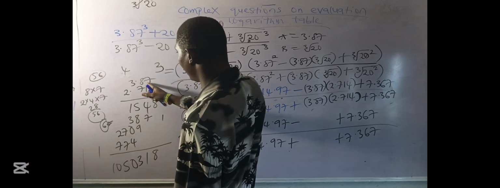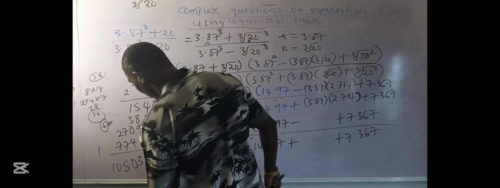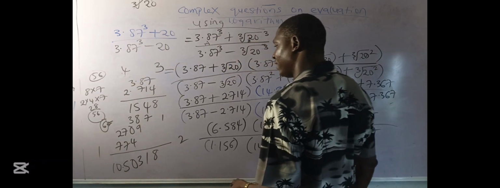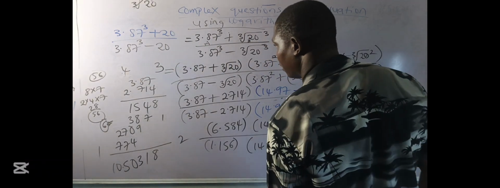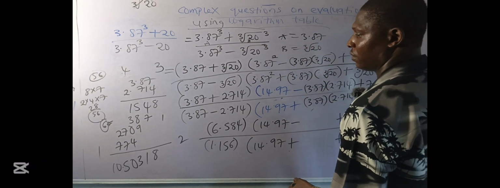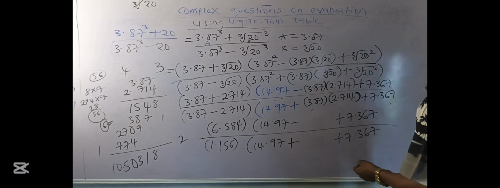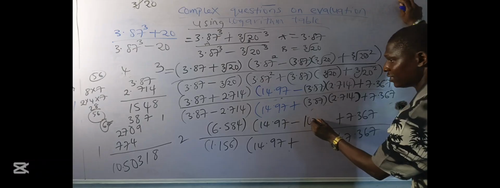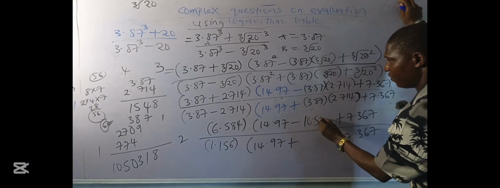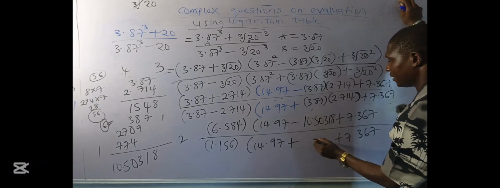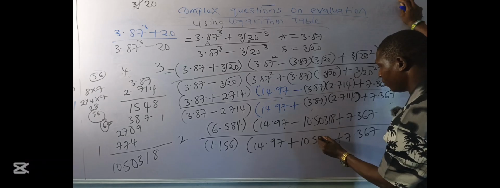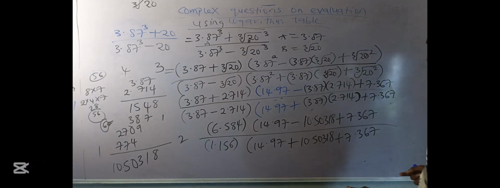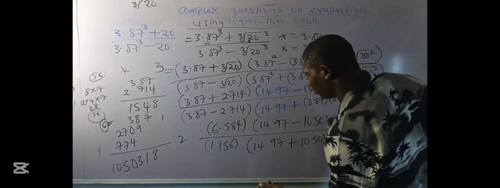So how many digits? 1, 2, 3, 4, 5. So we have 10.50318. Now, we'll add all the denominators.